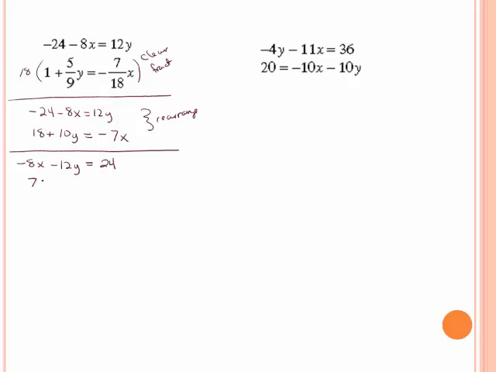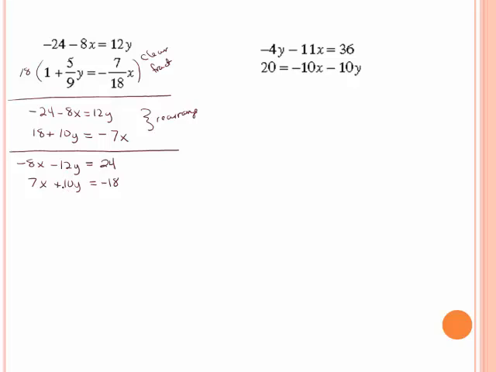And then I'm going to have 7x plus 10y. So I bring the 7x over, and I'm going to move the 18 to the other side, so it'll become negative. Anytime you change from one side of the equal to the other side of the equal, you change the sign. Okay, so I have an 8 and a 7 and a 12 and a 10.